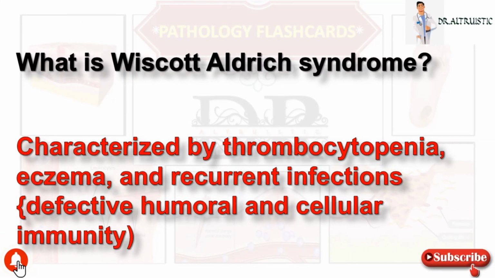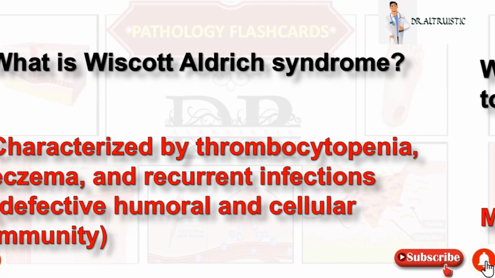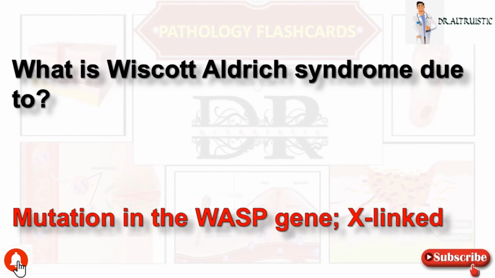What is Wiskott-Aldrich syndrome? Characterized by thrombocytopenia, eczema, and recurrent infections, defective humoral and cellular immunity. What is Wiskott-Aldrich syndrome due to? Mutation in the WASP gene, X-linked.